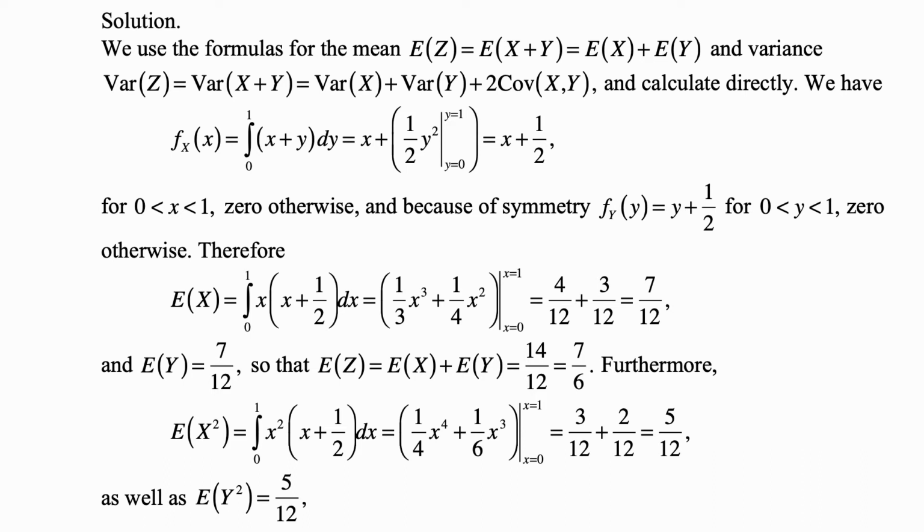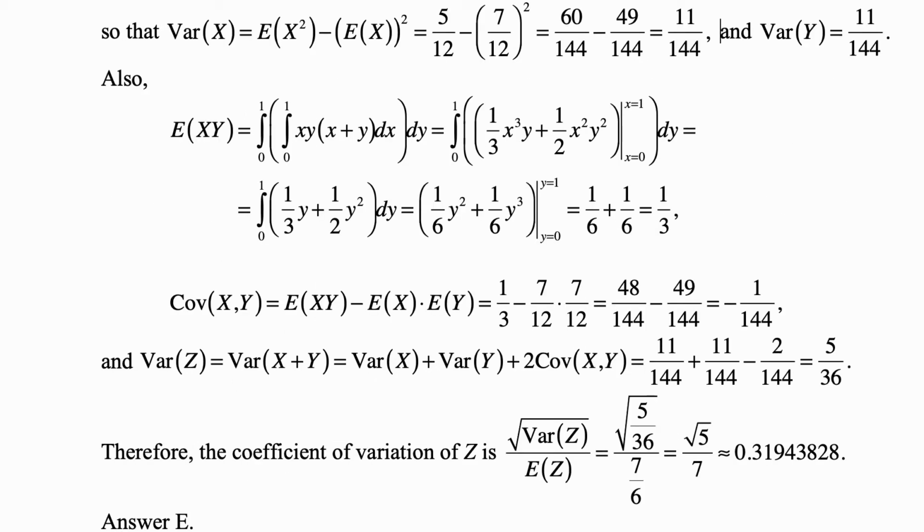E of x squared is the integral from 0 to 1 of x squared times x plus 1/2 dx. That's 1/4 x to the 4th plus 1/6 x cubed evaluated from 0 to 1. So it's 3/12 plus 2/12, so it's 5/12. And the E of y squared is also 5/12.